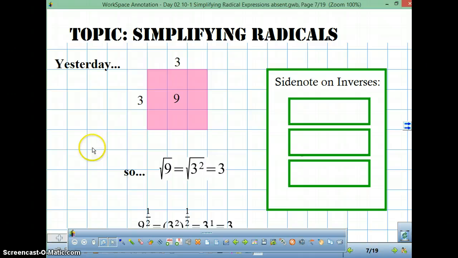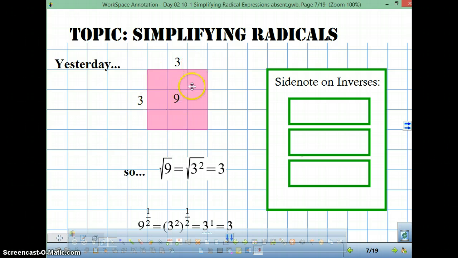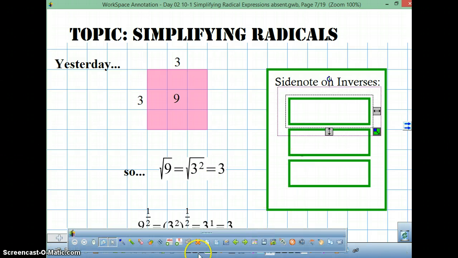All right. In the past, we talked about how you could start with 3. That's just the side. You could square it and get 9. And we also talked about how you could start with 9 and take the square root, and then you would end up with just the side. Here's the notation. The square root of 9 is the same thing as the square root of 3 squared, which is the same thing as 3. Just a couple notes here.